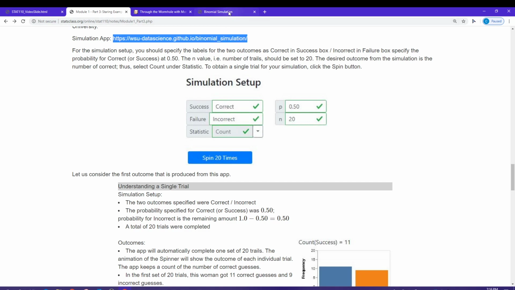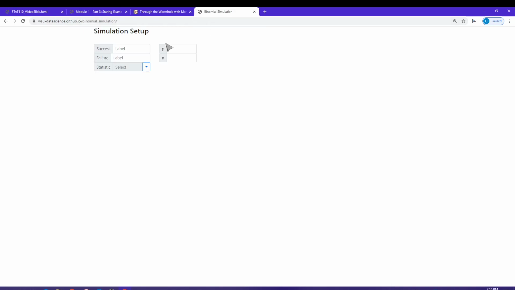Okay, so let's go over to the app and show you how this app operates. So again, the two outcomes here are going to be correct and incorrect. I'm going to need to specify the probability of a correct response. So in the app, this P here is just the probability for the success outcome. And we just generically label this a success or a failure. There just needs to be two outcomes.